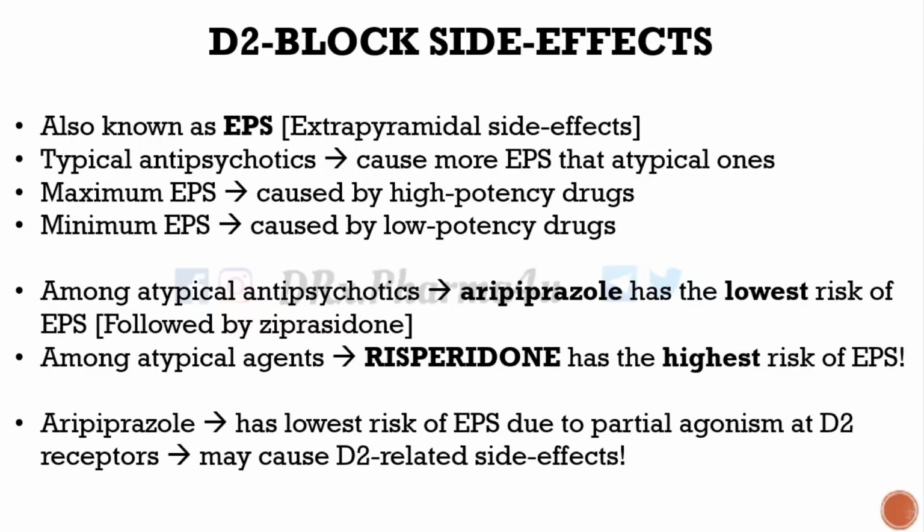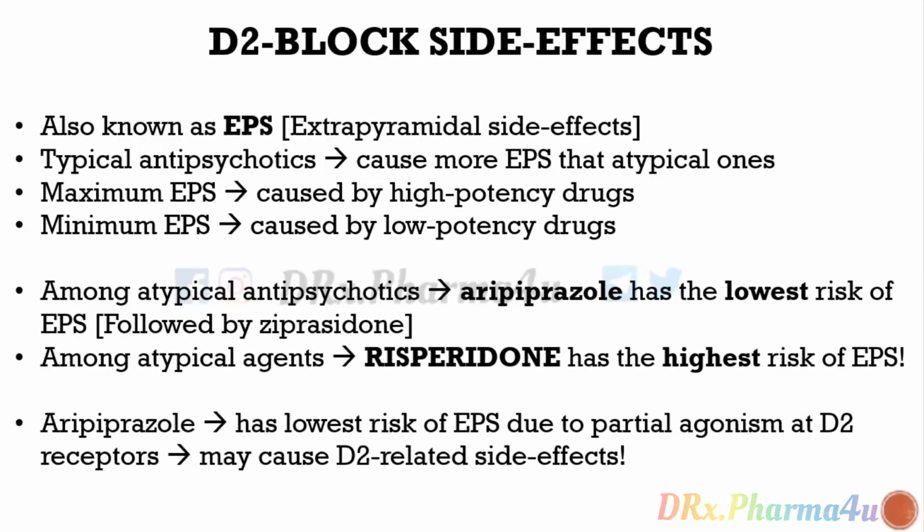So whenever the D2 receptor is blocked, situations like EPS can occur, that is extrapyramidal side effects. Typical antipsychotics cause more extrapyramidal side effects than atypical ones. The maximum extrapyramidal side effects are caused by high potency drugs. When we talked about the previous slide, the correlation of potency with ADRs, we said that high potency antipsychotics have more affinity towards the D2 receptor, as a result of which it can cause extrapyramidal syndrome. And the low risk of extrapyramidal symptoms is seen with low potency antipsychotics.